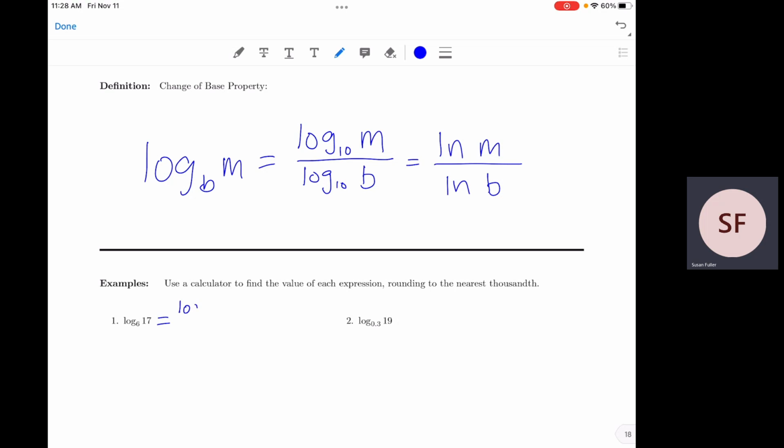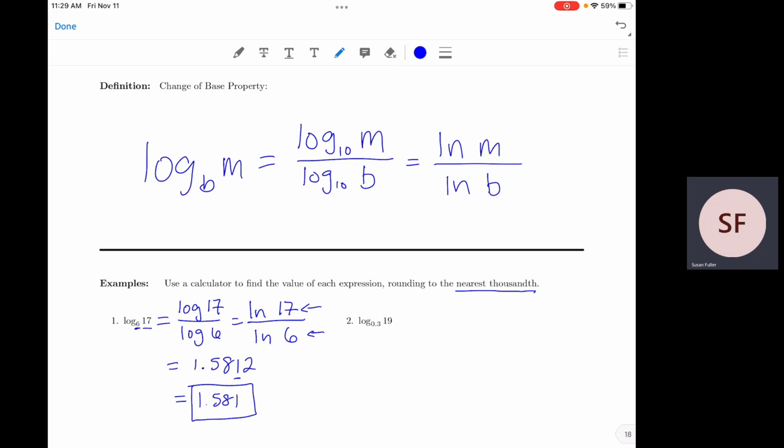You can either do log of 17 over the log of 6, or you can do the ln of 17 over the ln of 6. Again, the thing inside your log goes on top and your base goes on the bottom. Either way, you can put both of these in your calculator if you want, and you'll notice you get exactly the same thing, 1.5812. Alex is going to ask you to round to the nearest thousandth. That's the third decimal place here. So what I would put into Alex is 1.581.